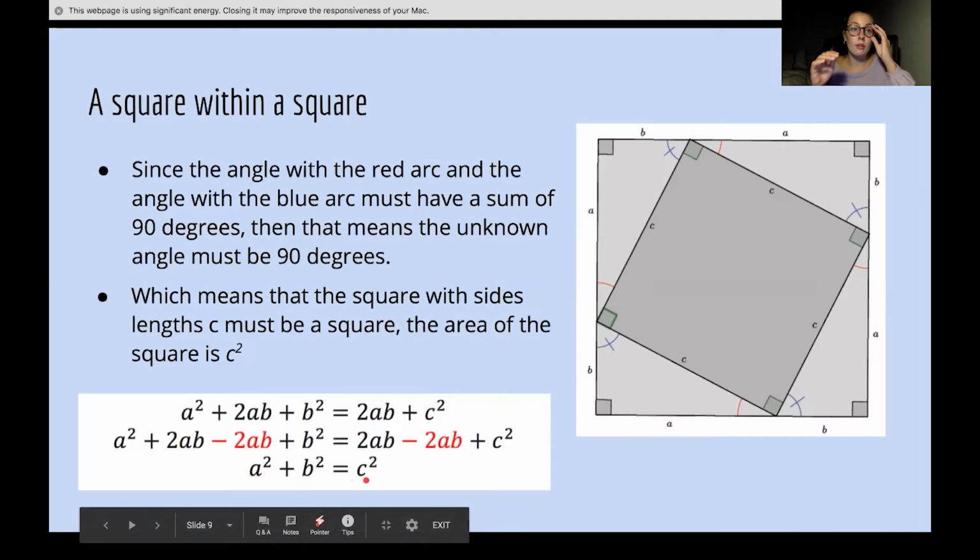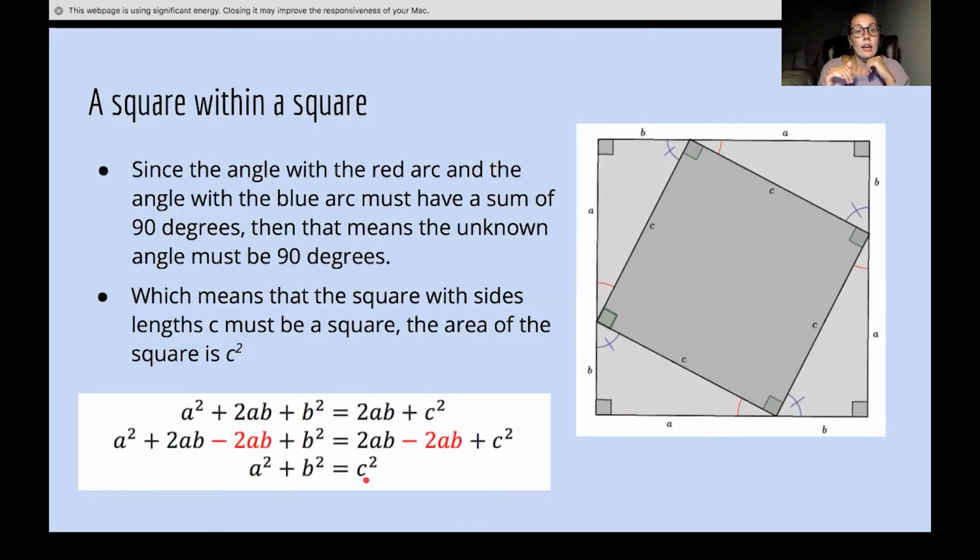So although we went through that entire process, we got down to the fact that we have our Pythagorean theorem: the A squared plus the B squared gives us our C squared, with corresponding angles, with congruent triangles, and with our 90-degree angles.